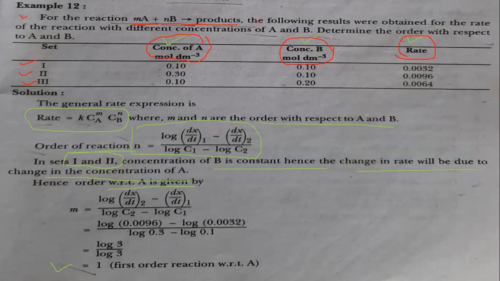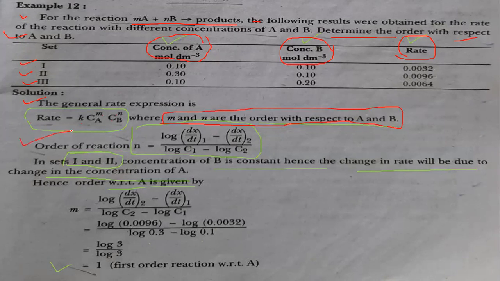Now we are going to find out the order of reaction with respect to A and B. The general rate equation we have is: rate is equal to K into concentration of A raised to M into concentration of B raised to N, where M and N are the orders with respect to A and B, that we have already seen.